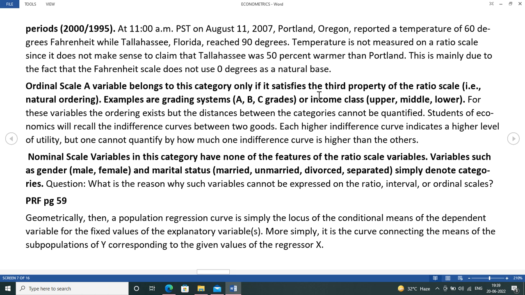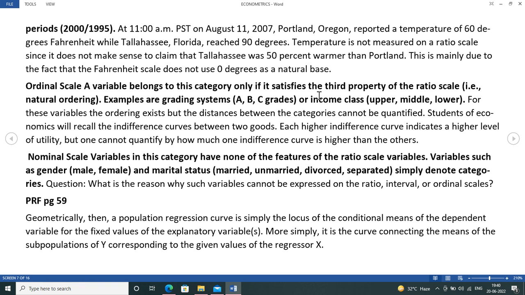There is also another scale called ordinal scale, where you may consider grades like A, B, C, or you can consider the hierarchy in society: upper class, middle class, and lower class. This category will only satisfy the property of natural ordering of the ratio scale. For example, you can say grade A is greater than B is greater than C. There is no meaning of difference, and no meaning of ratio here, right? You can't divide A by B and find some meaning, and you can't simply subtract A minus B. What will be the result of A minus B? Nothing. So that's the ordinal scale.